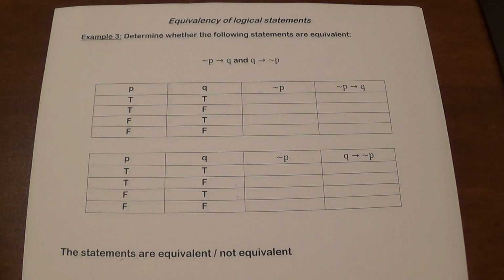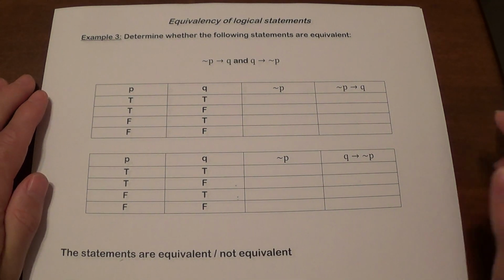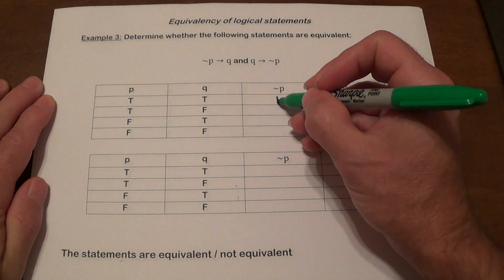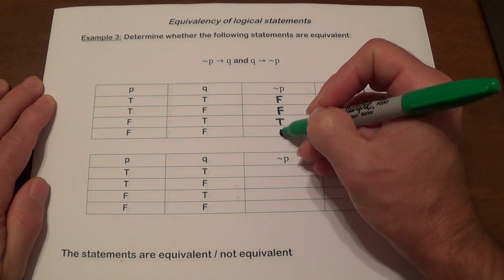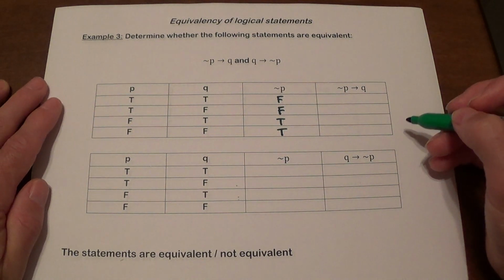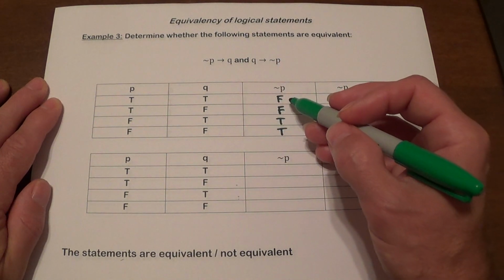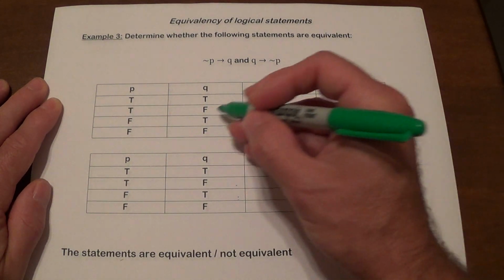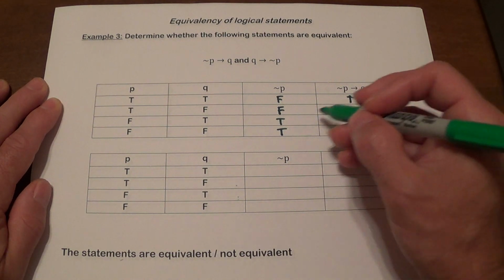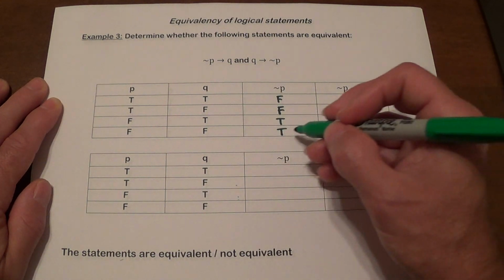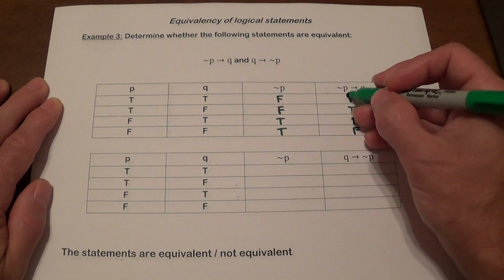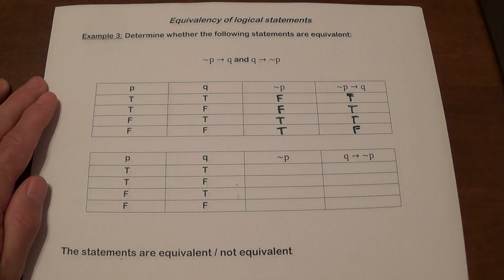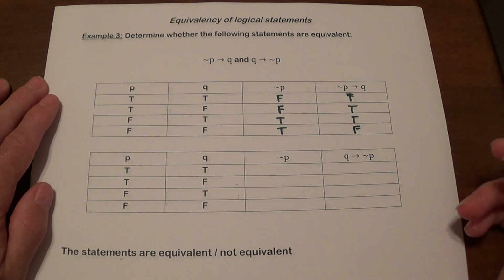Okay. Not P implies Q, and Q implies not P. So not P is false, false, true, true. Not P implies Q. You have to be careful, you're going backwards. So false, true is going to be true. False, false is going to be true. True, true is going to be true. True, false will be false. Remember, you're dealing with conditional statements, so the order is important, and be careful.